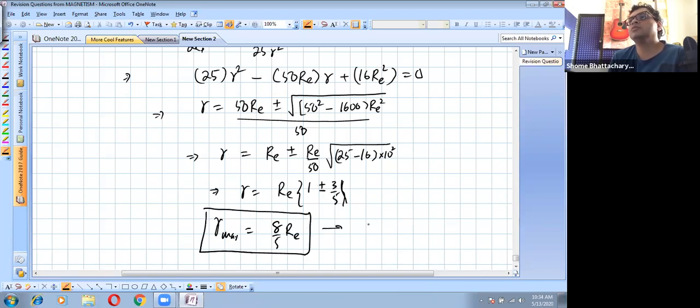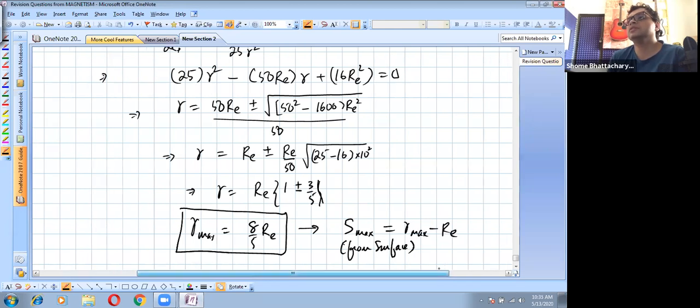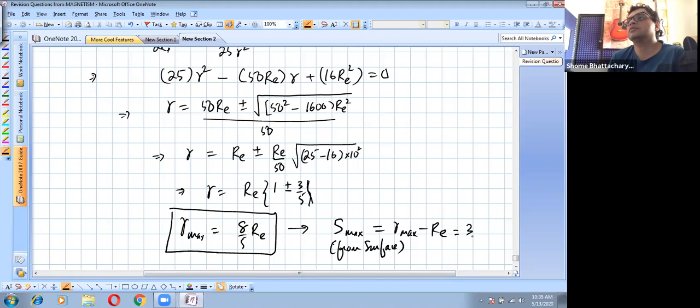So now coming back to maximum distance from the center of the Earth, sorry, from the surface of the Earth. From the surface will just be that distance from the center minus the radius of the Earth. So that will be 3/5 of radius of the Earth.